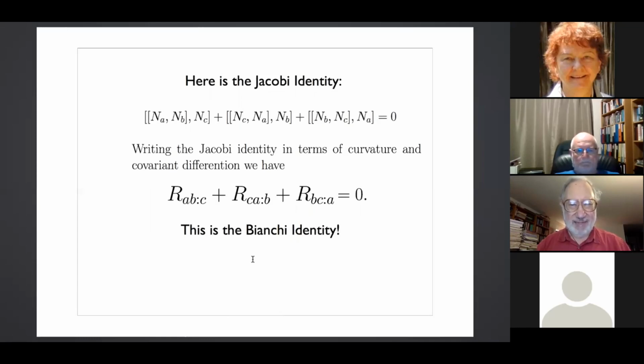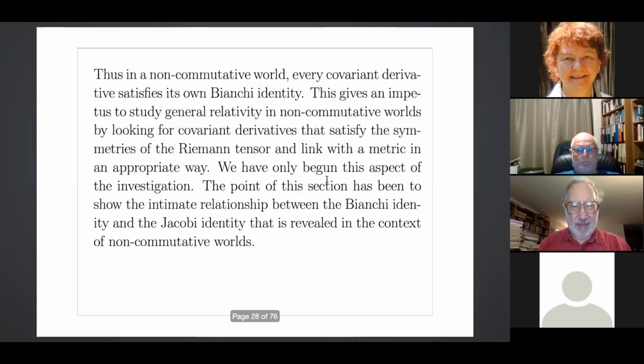You see what I did? Here's the Jacobi identity for NA, NB, and NC. But if you thought of this as RAB, then this is RAB, take its derivative in the C direction. This is RCA, take its derivative in the B direction, and so on. And this adds up to 0. This is a famous identity in differential geometry, but in our context, it's just the Jacobi identity.